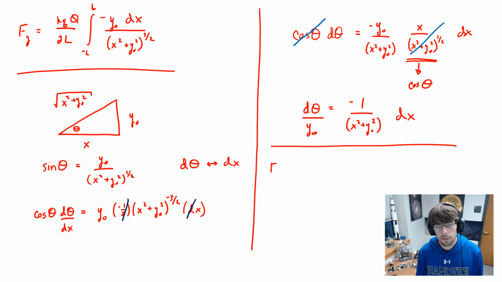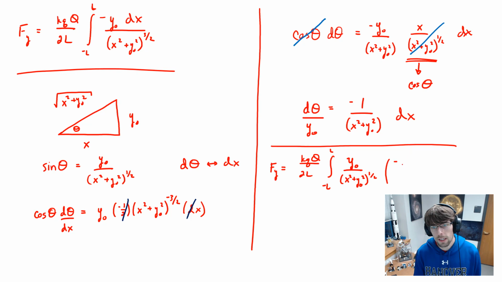We have f of y is equal to kq, big Q, over 2L, integral from negative L to L. And I'll write this slightly more suggestively now. We have a y naught over x squared plus y naught squared to the 1/2. We have a negative 1 over x squared plus y naught squared. And I'll put dx here.